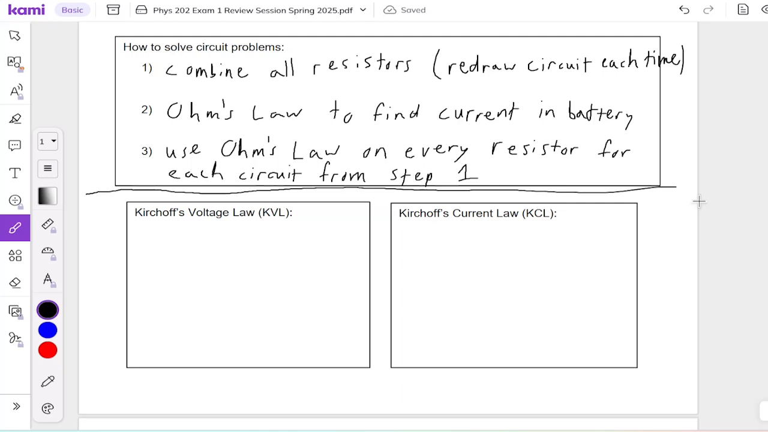Okay, so here's Kirchhoff's voltage law. Let me draw a little circuit for us. You can too. Let's say this is R1, and this is R2, and this is VB for battery.